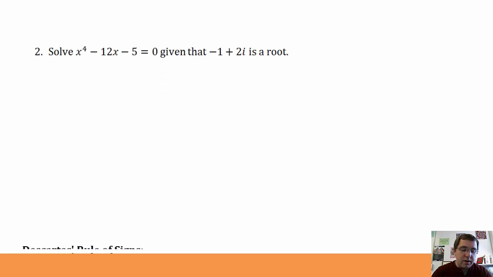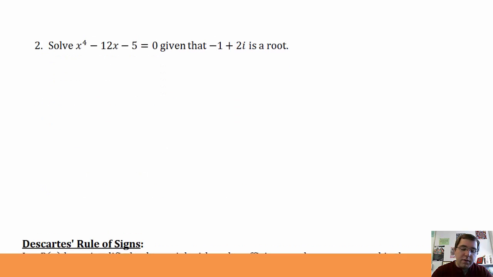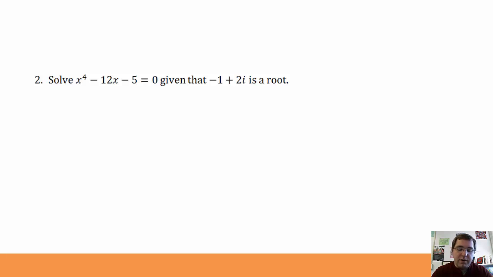Number 2. Solve x to the fourth minus 12x minus 5 equals 0, given that negative 1 plus 2i is a root. Okay? And as soon as I see that I have a complex root, I think I know its other root. The other root is its conjugate, negative 1 minus 2i. So I've got 2 of the roots. But this thing has a degree of 4, so there must be 4 roots. I know 2 of them.